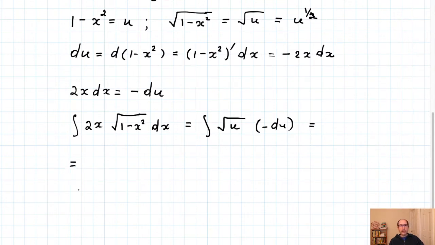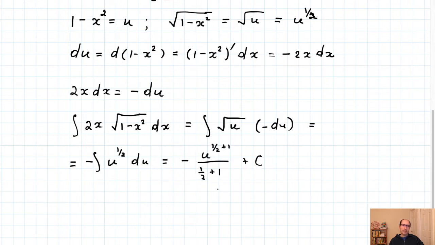Okay, well now the integral got simplified substantially, and it is actually not difficult to complete the integration. Let's rewrite the square root of u as u to the power 1/2. We have a negative sign. We can actually factor it out of the entire integral. And so we get negative integral of u to the power 1/2 du, and we can now complete this integration by using the power rule. Increase the exponent by 1, divide by the new exponent, add the constant of integration.